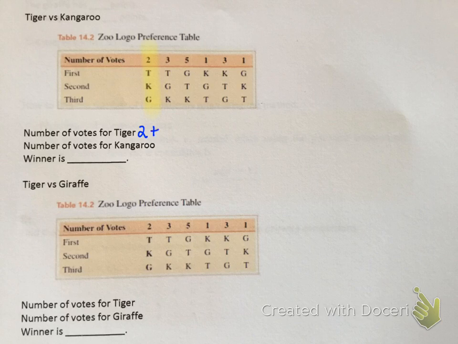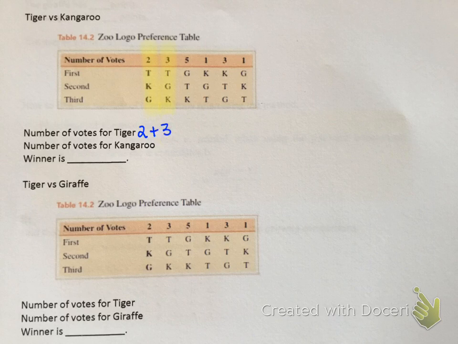And then we're going to look at the next column. So I'm going to look at the next column, which has 3 votes at stake. In first place is tiger, in third place is kangaroo, so tiger wins the vote. So let me put a 3 there. So tiger wins the vote.